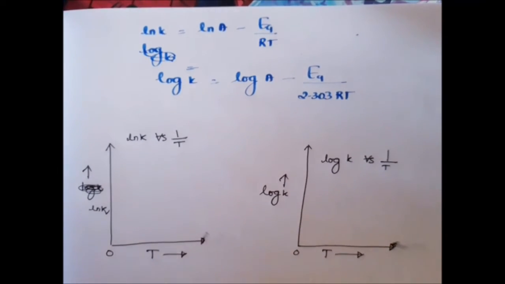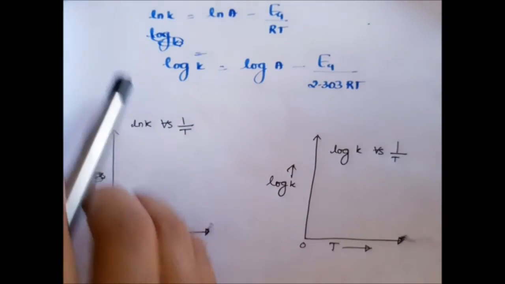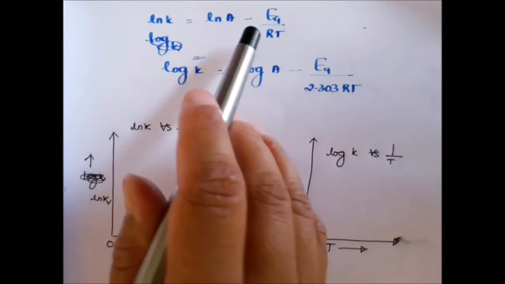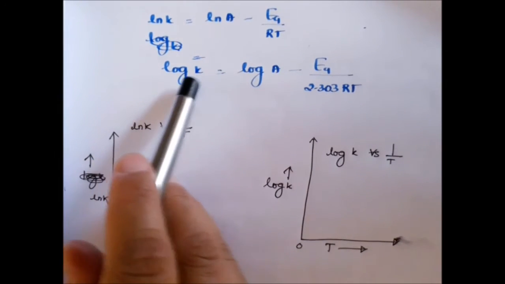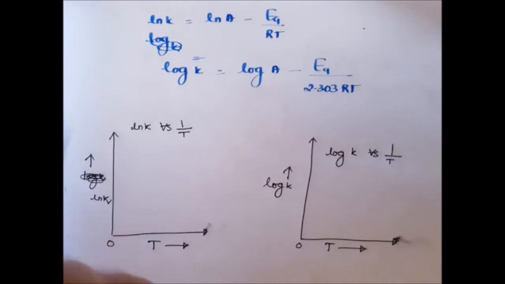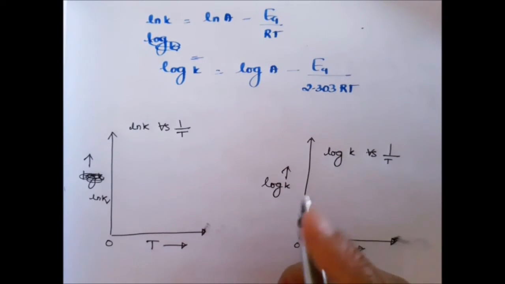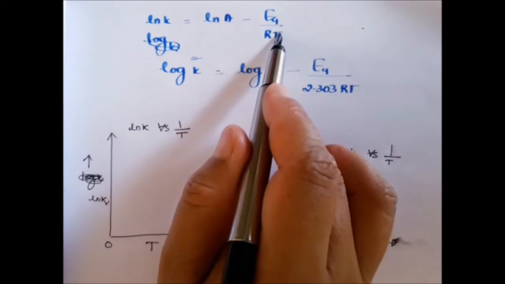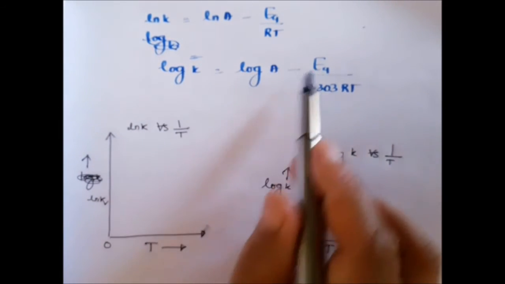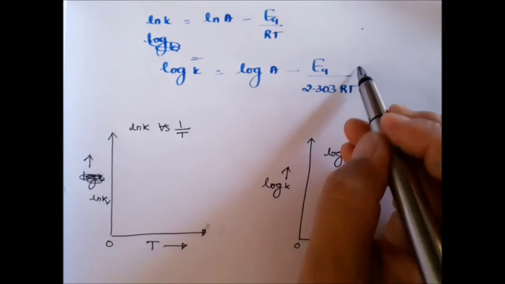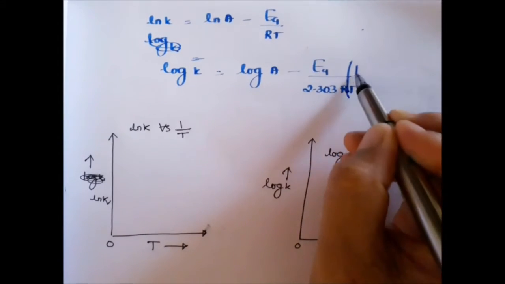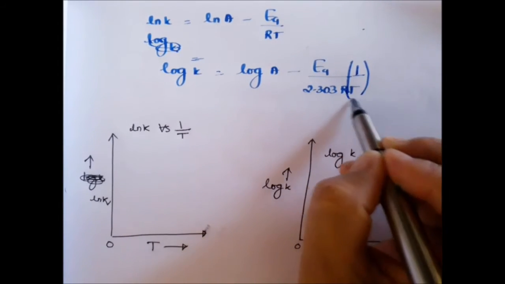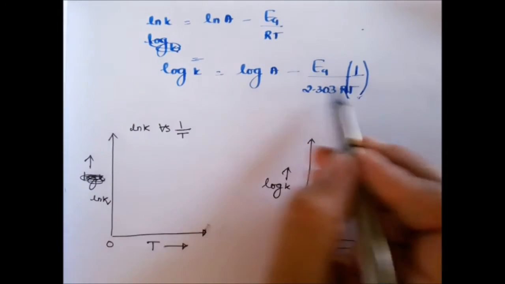So again taking the Arrhenius equation, we have ln K equal to ln A minus EA by RT, or log K equal to log A minus EA by 2.303 RT. So when we plot a graph between ln K and 1 by T, again log K and 1 by T, let us keep this separate. So we are plotting log K against 1 by T.